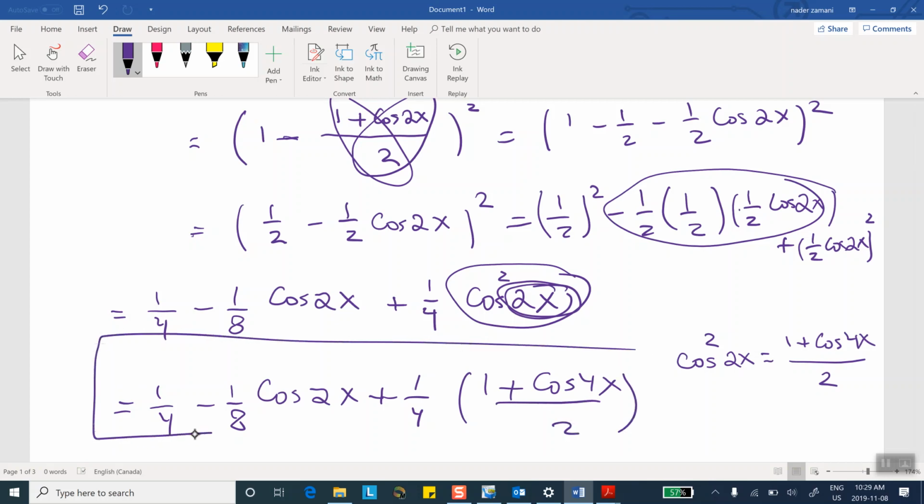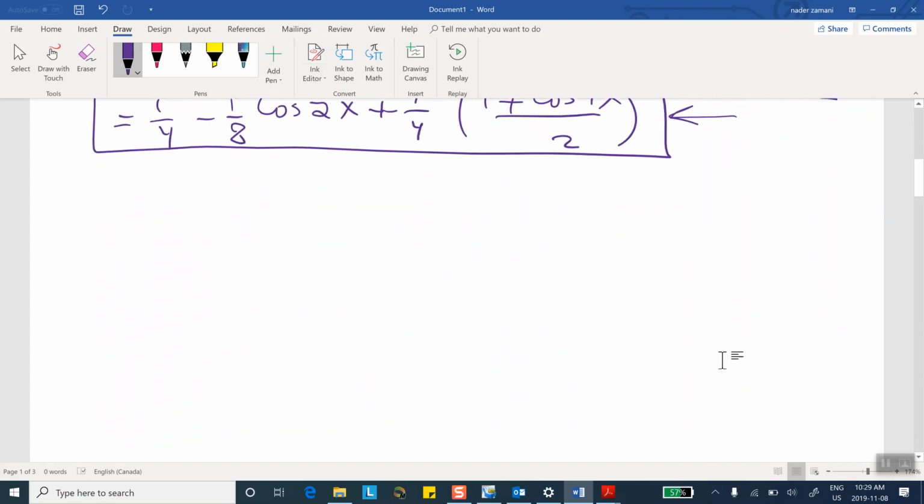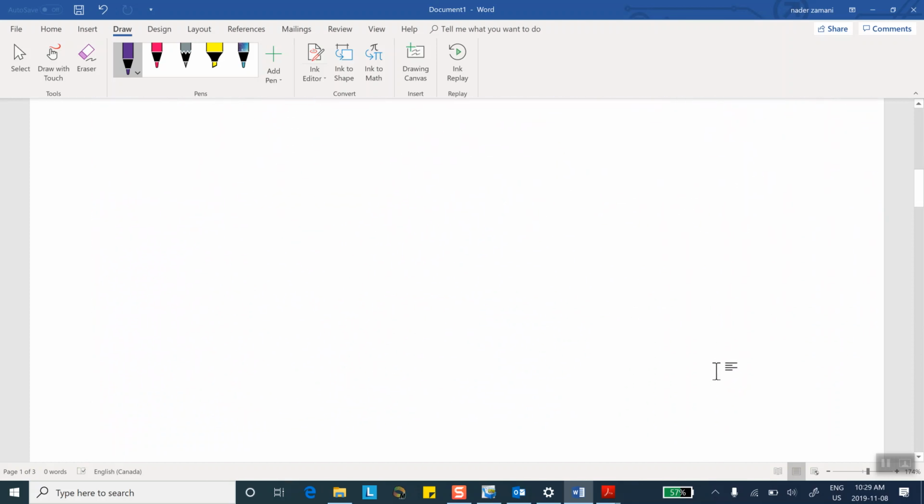And there we are. No longer do we have a power of cosine, but at the cost, the angles of 2x and 4x have been introduced. As far as I'm concerned, this is good enough. You can leave it like this. But the answer in the book, probably they do some algebra and clean this up. They write it in a different form. Let's go and do the next one.